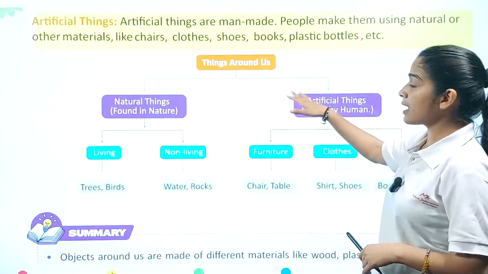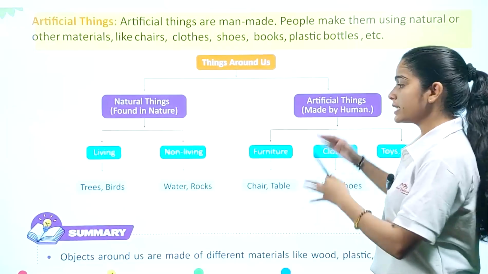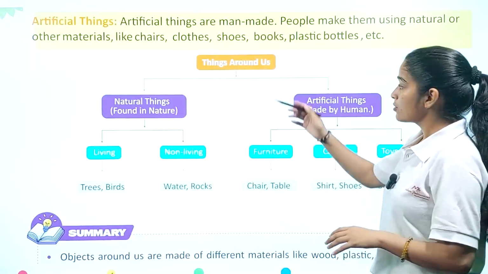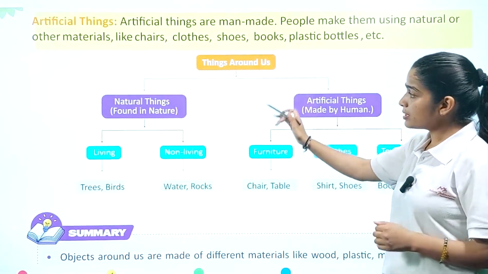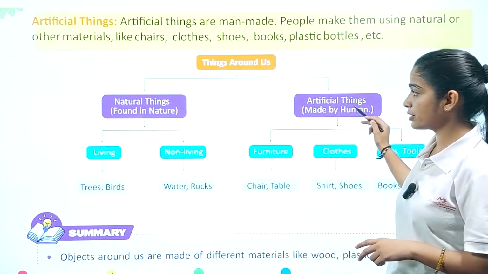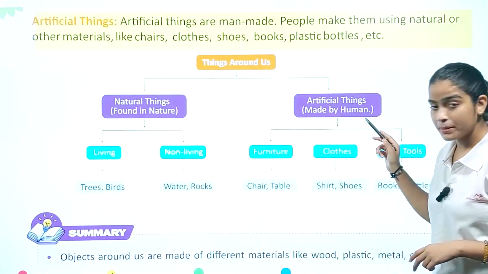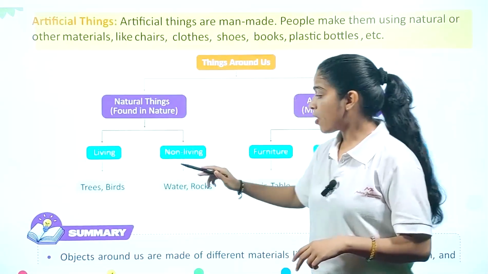Now, things around us. Again, we are going to revisit what we learned in our previous section, but now in a tabular form. So things around us are classified into two categories: natural things and artificial things. Natural things are found in nature and artificial things are made by human beings. Now, natural things could be living or non-living.